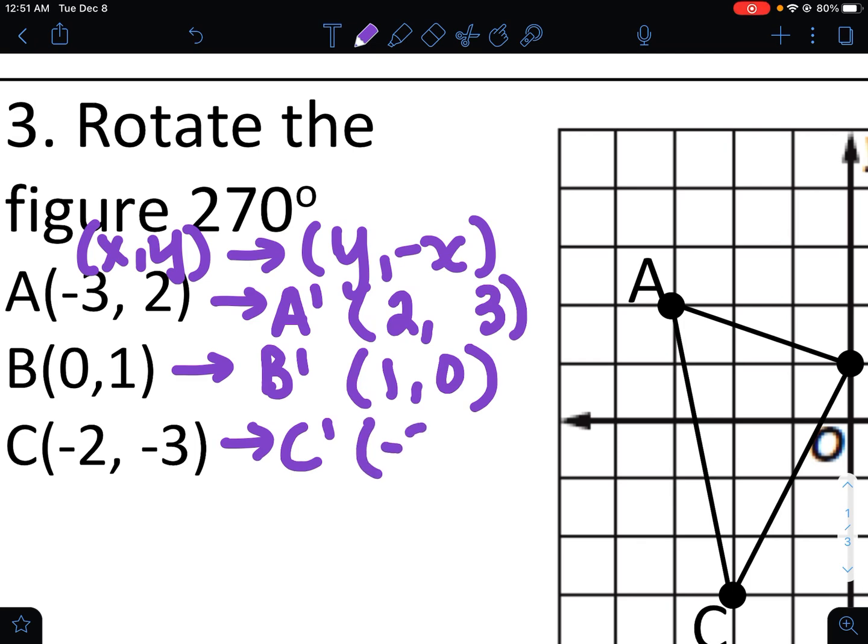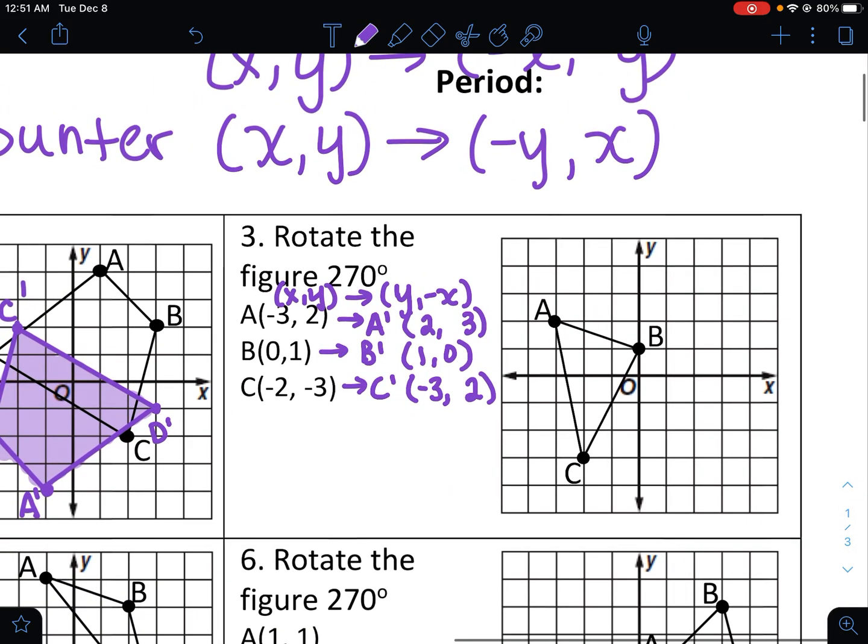Then for C prime, put the -3 first and the -2, so they switch. But again, you want that original x to change sign. So since it was negative, now it's going to become positive. Okay, so now we're going to graph.